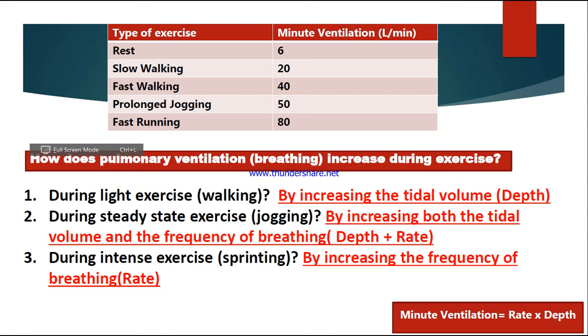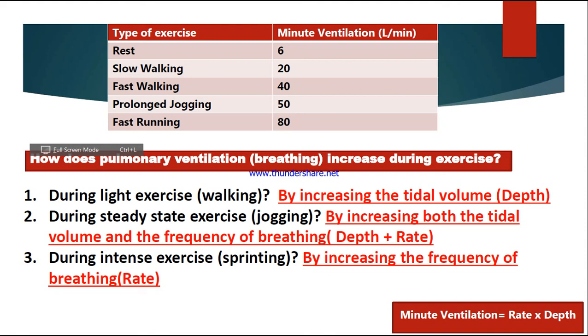At rest, we ventilate 6 liters per minute, slow walking 20 liters per minute, fast walking 40 liters per minute, jogging 50 liters per minute, and fast running 80 liters per minute. So you can see the difference. At rest the minute ventilation is 6 and in fast running it is 80.